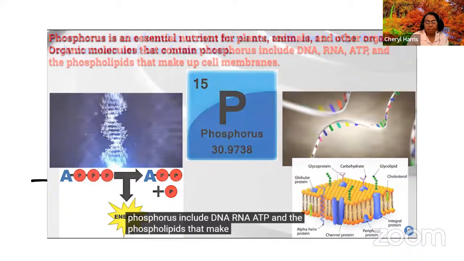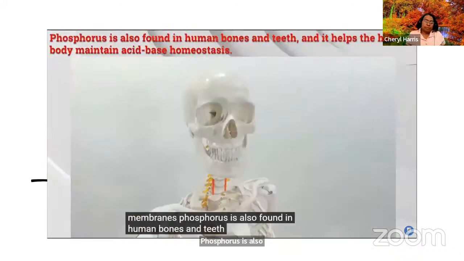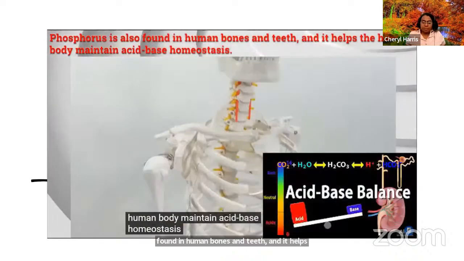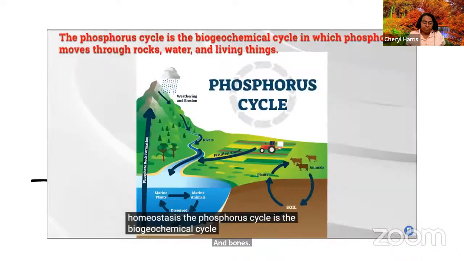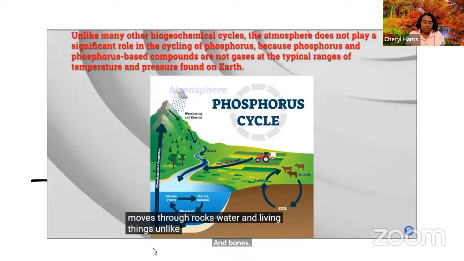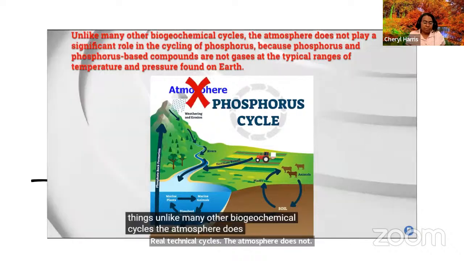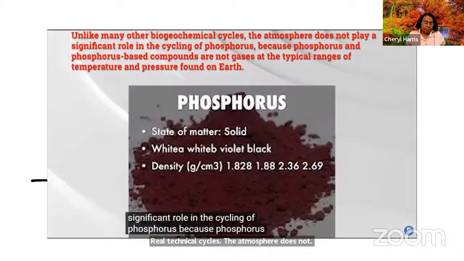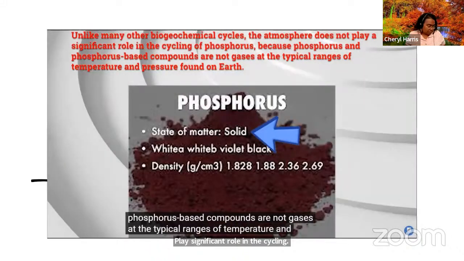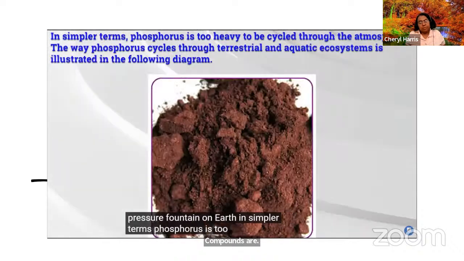And the phospholipids that make up cell membranes. Phosphorus is also found in human bones and teeth, and it helps the human body maintain acid-base homeostasis. The phosphorus cycle is the biogeochemical cycle in which phosphorus moves through rocks, water, and living things. Unlike many other biogeochemical cycles, the atmosphere does not play a significant role in the cycling of phosphorus because phosphorus and phosphorus-based compounds are not gases at the typical ranges of temperature and pressure found on Earth. In simpler terms, phosphorus is too heavy to be cycled through the atmosphere.